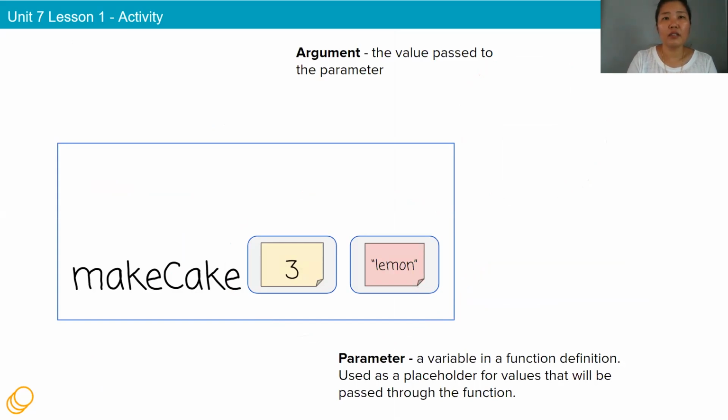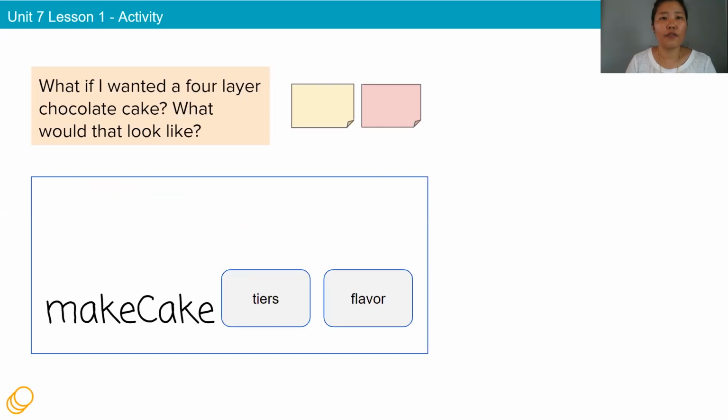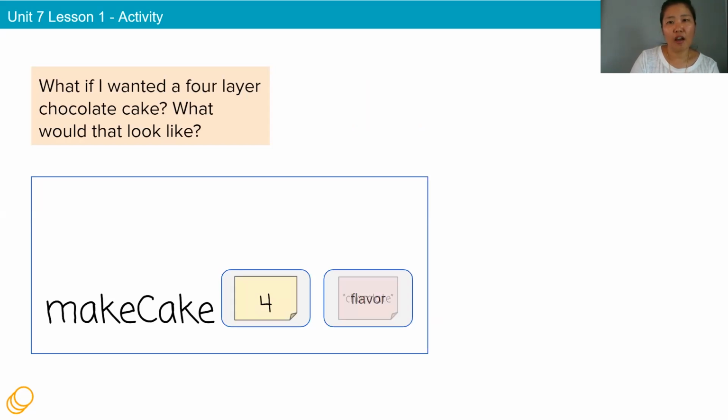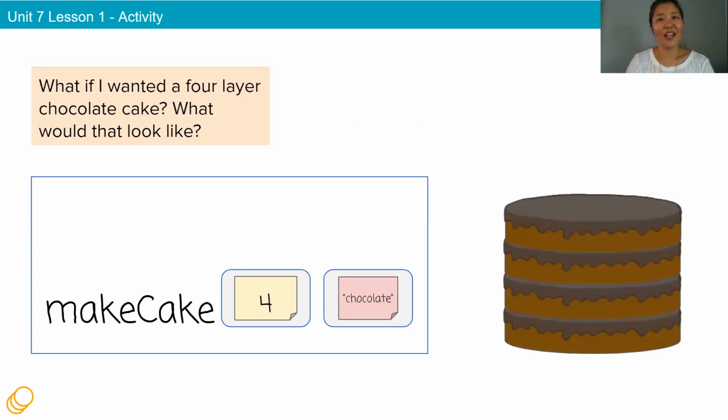Now, if I wanted to vary our cake making somewhat and ask for a 4-layer chocolate cake, what would that look like? I pass through the arguments 4 and chocolate to the parameters tiers and flavor. And voila! At the end, we should have made a beautiful 4-layer chocolate cake.